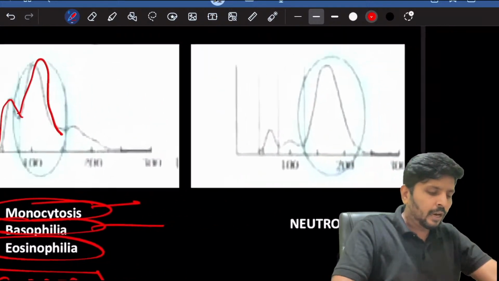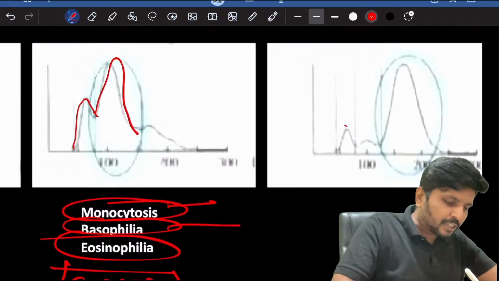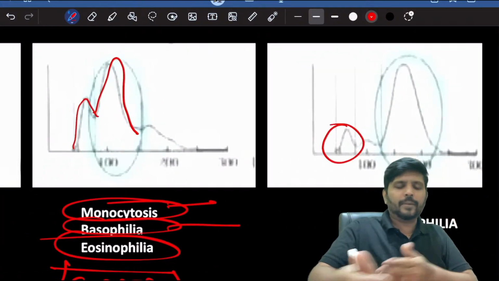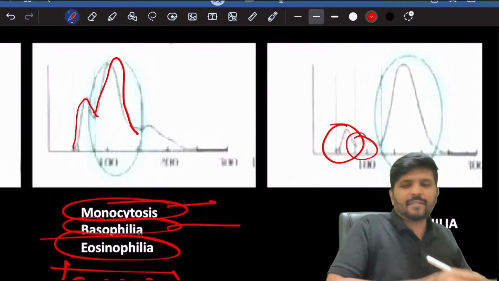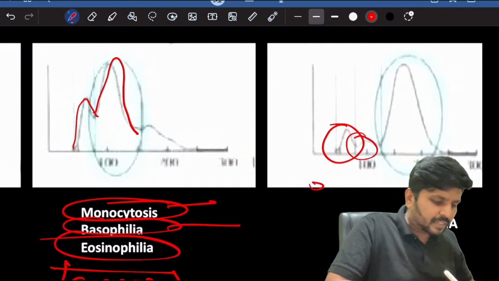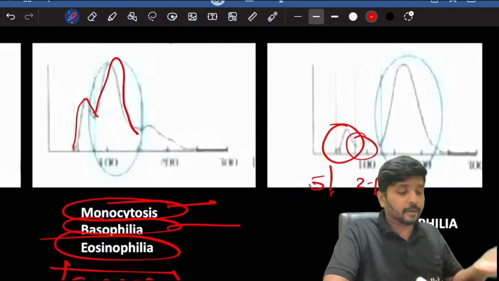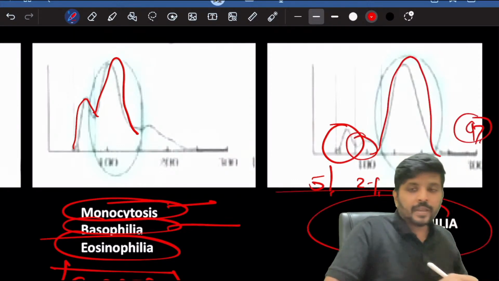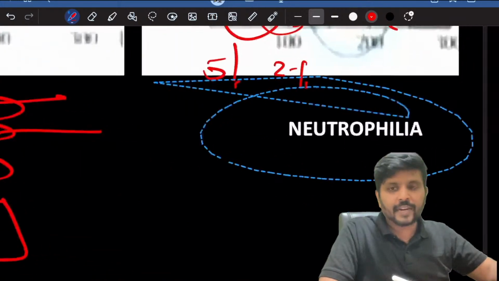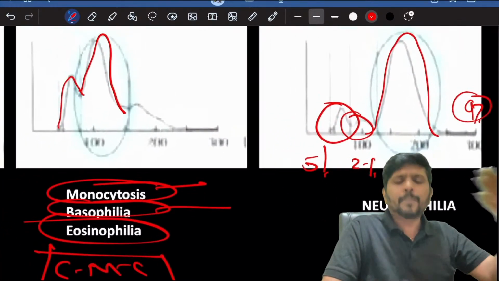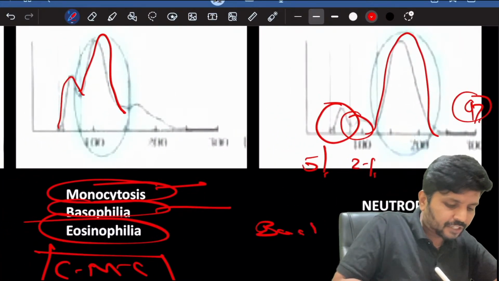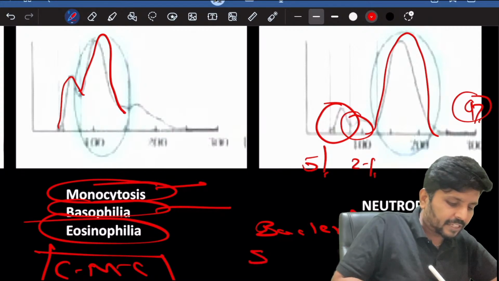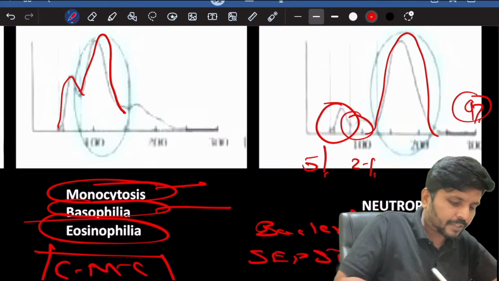And finally, look at the hemogram. The first peak, lymphocytes, is very small, maybe 5%. The second peak is very, very small, maybe around 2%, and this one is around 97%. What does it mean? Absolute neutrophilia. Probably a bacterial infection, or else I can say the child has been suffering from sepsis.